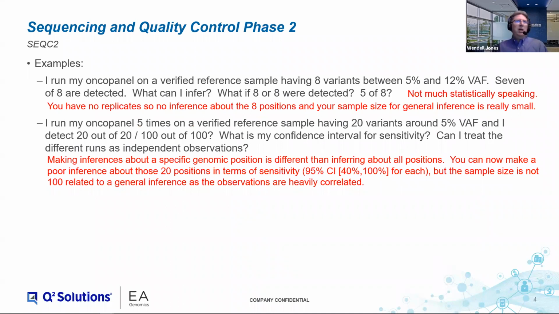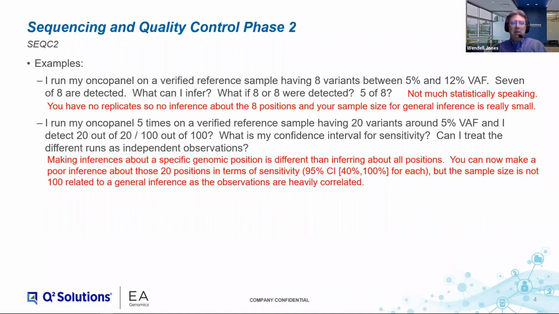Okay, so what if I have an Oncopanel that I run 5 times with some verified reference sample that has more variants? Let's say it has 20 variants around a 5% very low frequency. And let's say I detect 20 out of 20 each time. So essentially I get 100 out of 100. That's pretty good, right? What's my confidence interval for the sensitivity? And also, can I treat the different runs as independent observations?